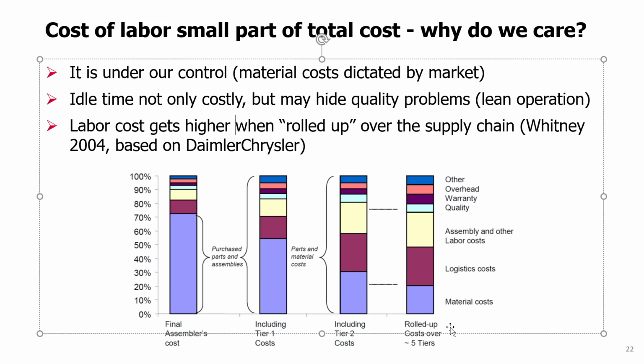So here is a chart that shows you what happens when you roll up labor cost, or all kinds of costs, over the supply chain. Here is a breakdown of, let's say, our Nova Cruz company costs, and you see that labor cost, the yellow part, is a small part of the cost. The largest part is actually purchased parts, right? Cost of purchased parts, it's over 70%.